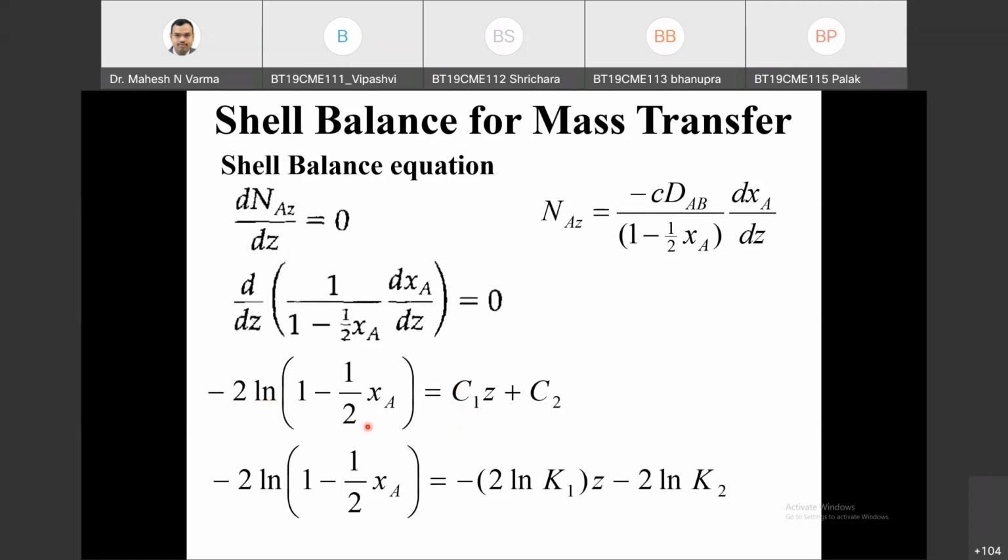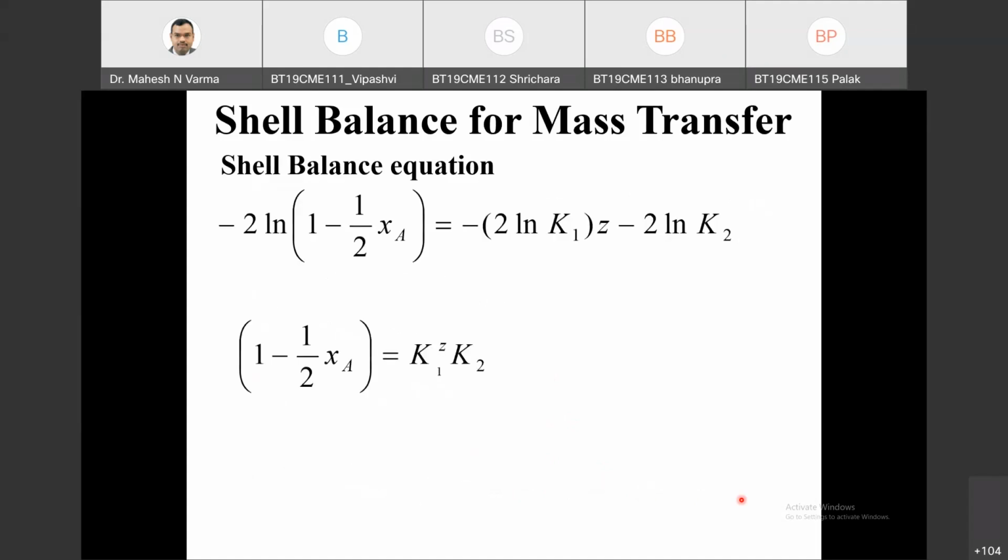This is what you need to do: simplify the mathematics all the time. You should not target adding complexity in mathematics. If you want to solve the problem, always try to simplify it as much as possible as far as mathematics is concerned. Here I have 2 and here I have ln. I want to eliminate this 2. Then C1 is assumed to be 2 ln K1 and C2 is assumed to be 2 ln K2. Now rearranging the equation.